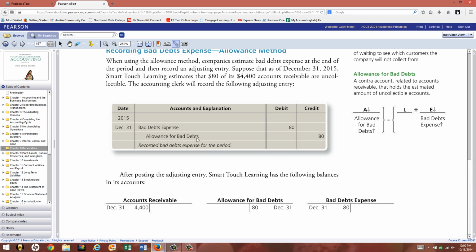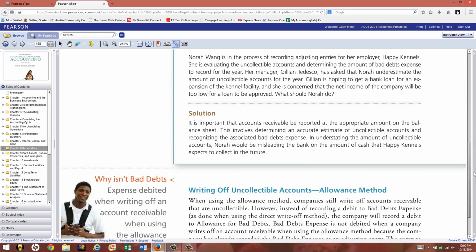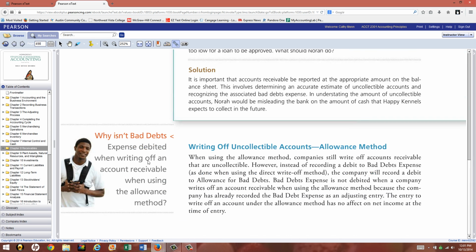Now, also over on page 498, the next page at the bottom, you'll notice that there is a journal entry. It starts out by telling us writing off uncollectible accounts using the allowance method.